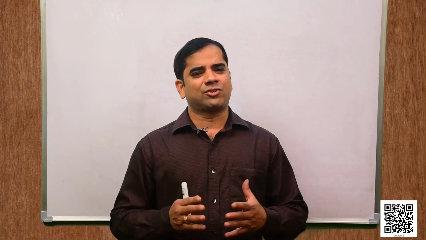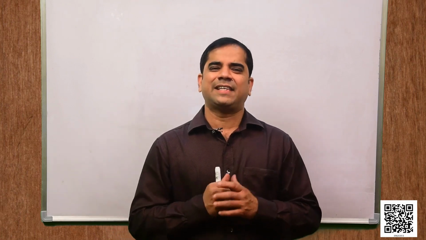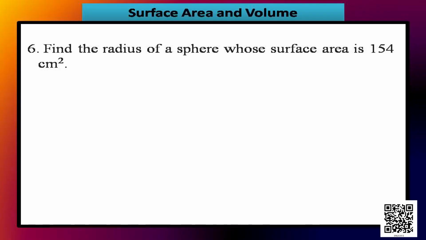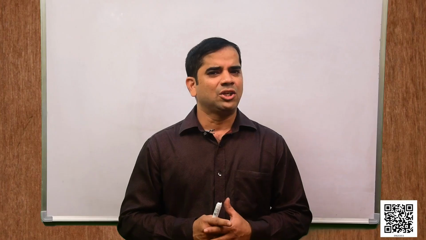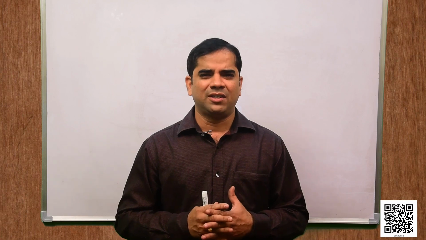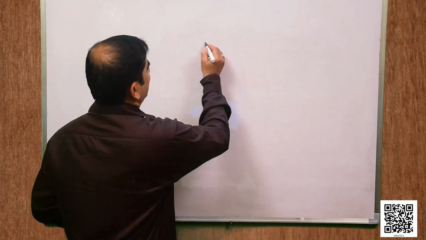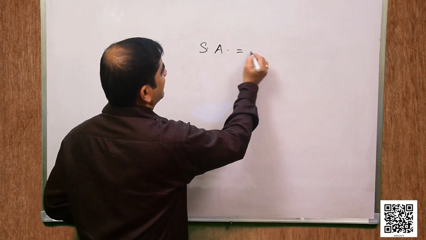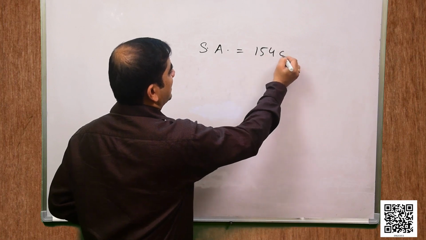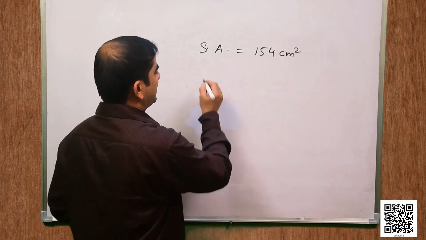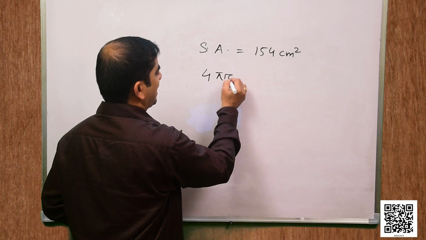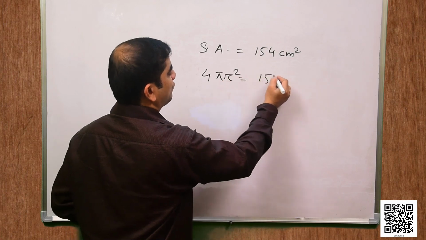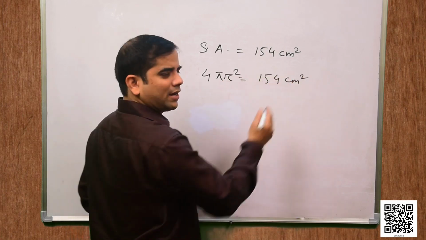Students, let us now solve question number 6. It says, find the radius of a sphere whose surface area is 154 centimeter square. So, let us solve the question. In this case, surface area is given as 154 centimeter square. That means 4 pi r square is equal to 154 centimeter square.